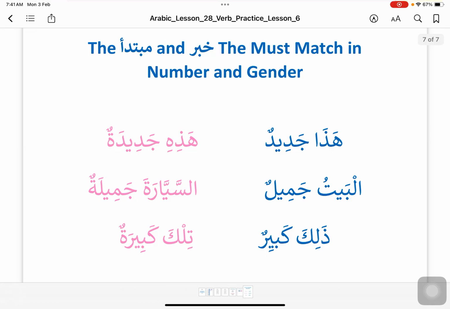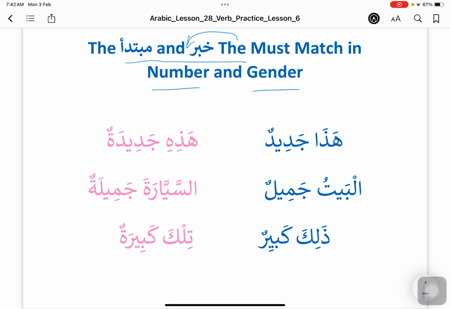Okay, one more concept. The mubtada and the khabar, right? The mubtada and the khabar must match in number and gender. Now, singular, plural, dual, we haven't learned the plural of many words. We will learn, inshallah. But for now, let's do a little bit of practice with the gender for the mubtada khabar.